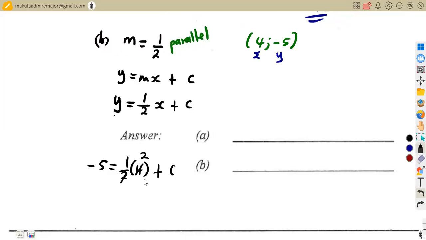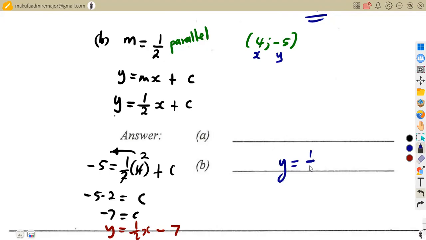Half of 4 is 2. If you transpose 2 to this side, it's going to be a negative. So -5 minus 2 is equal to c, which is -7. Therefore, our equation is written y = mx + c, which is y = 1/2 x plus c, where our c is -7. So that is going to be the equation of the line: y = 1/2 x - 7. Or you can have this equation.